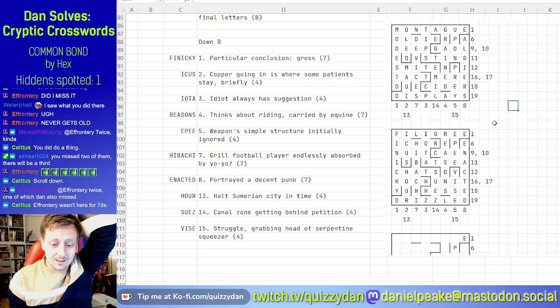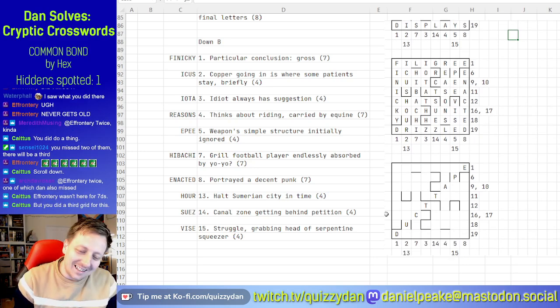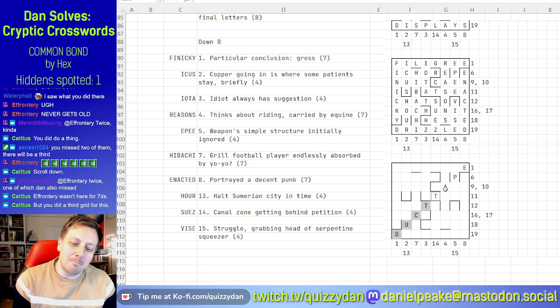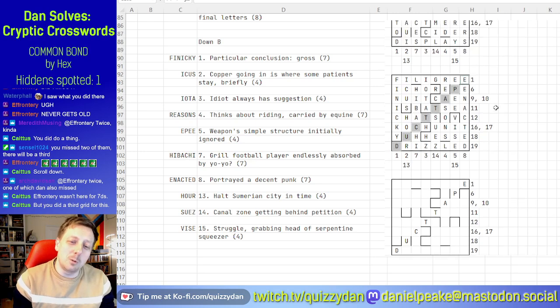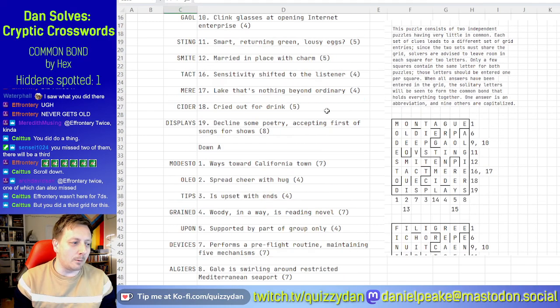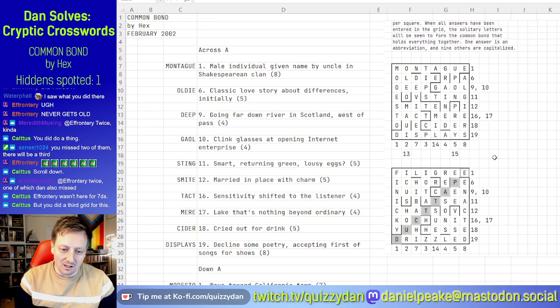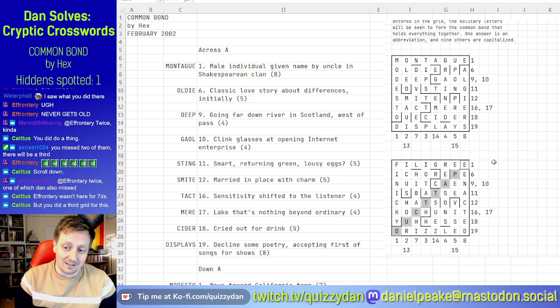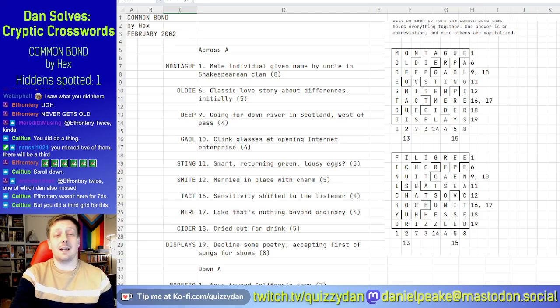Let's have a look at which letters are the same in both grids. It's duct tape. Woohoo! DuckTales. Yes, it's duct tape. That is what is holding the grid together. That is the common bond, and are there any types of duck in here? Is there a further thing, or is it just literally that's it? I don't think there's anything extra going on. Anyway, that is Common Bond by Hex.